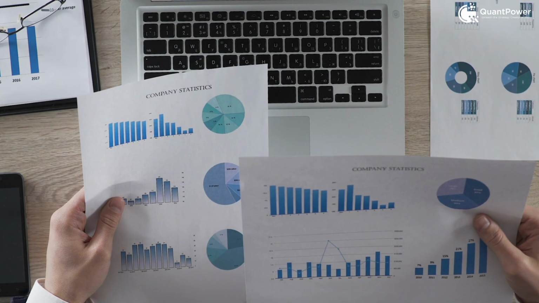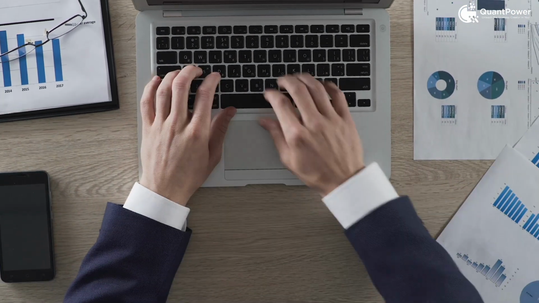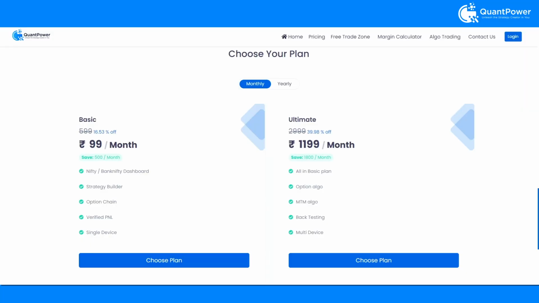Moving on to pricing, QuantPower offers two subscription plans. The first plan is priced at 99 rupees per month, providing access to a wide range of features and tools. For traders looking for more advanced capabilities, there is a premium plan available at 1199 rupees per month, offering additional benefits and personalized support.